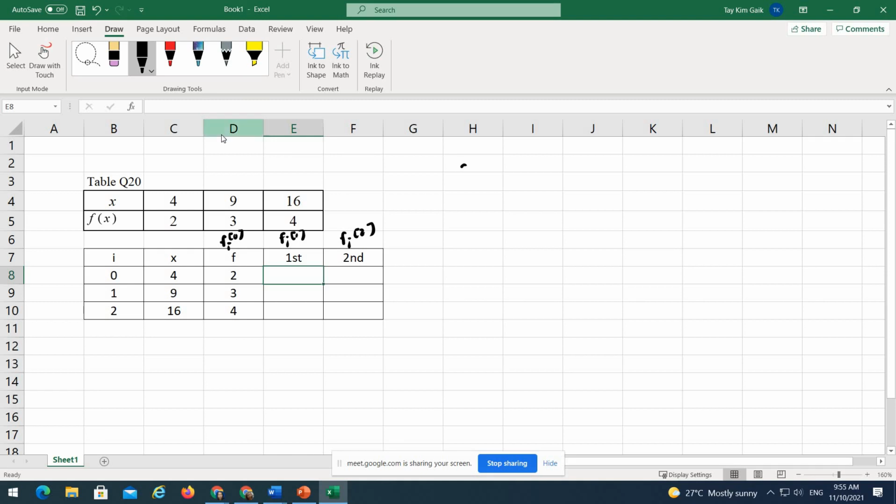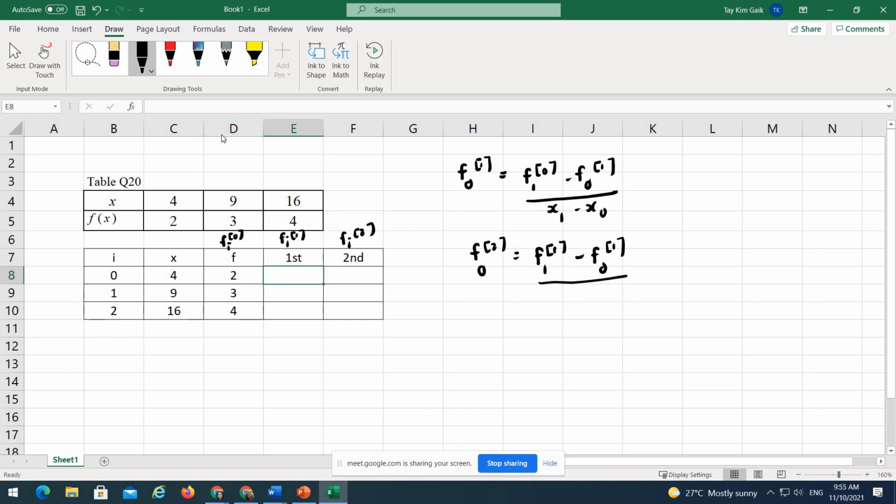For your F0 level 1, the formula is F1 level 0 minus F0 level 0, divided by X1 minus X0. And then the F0 level 2 is F1 at level 1 minus F0 at level 1, divided by, 0 plus 2, will be X2 minus X naught. Then you can key in the formula in Excel quickly.